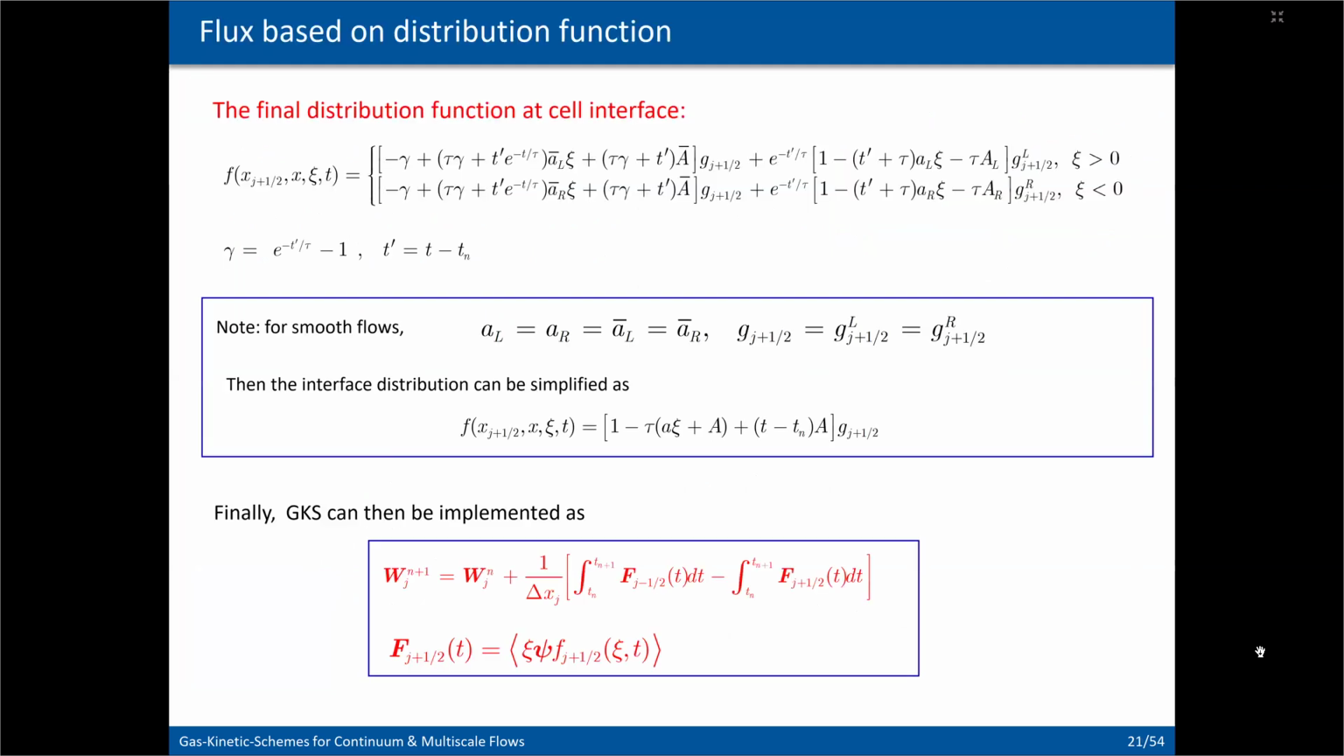And finally, with the above reconstruction, we can obtain the distribution function at the cell interface. But for smooth flows, these parameters can reduce to the same one. And with the reconstructed distribution function at the cell interface, we can evaluate the flux and update the conserved variables.